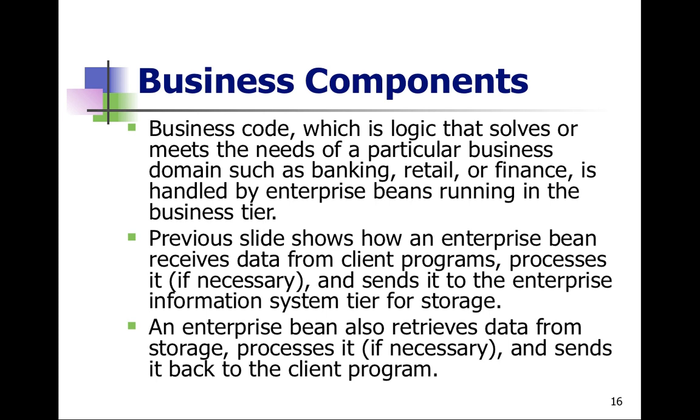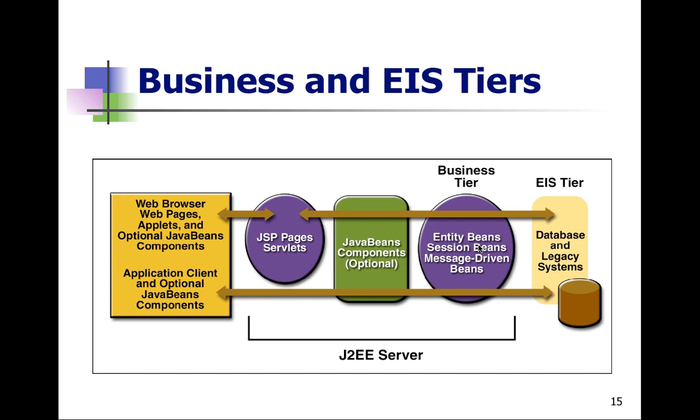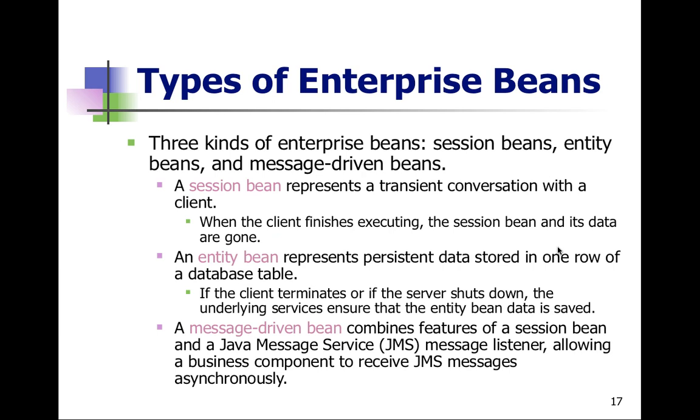So the previous slide shows an enterprise bean retrieves data from client programs, processes it if necessary, and sends it to the enterprise information tier for storage. An enterprise bean also retrieves data from storage, processes it, and sends it back to the client. So these guys here are the worker bees for the applications on the business tier, off of the business tier, the EIS. Here are our different types of enterprise beans. There are three kinds of beans: session beans, entity beans, and message-driven beans.